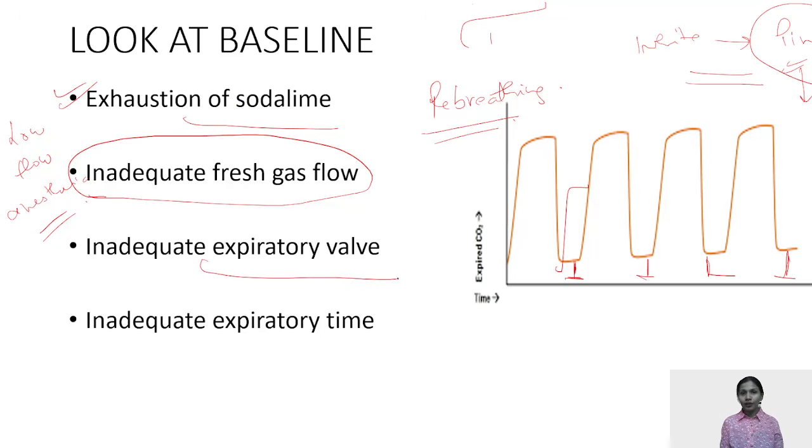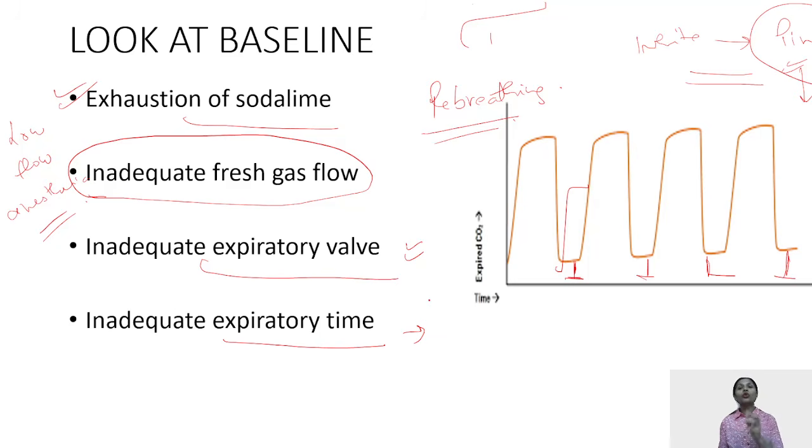Then we can have certain problems in the expiratory valves. Expiratory valve malfunction can lead to rebreathing, and eventually if the expiratory time is inadequate and the CO2 is not being washed out of the body proportionately to the time that is being given, then some amount of CO2 will be present in our inspired gas also.